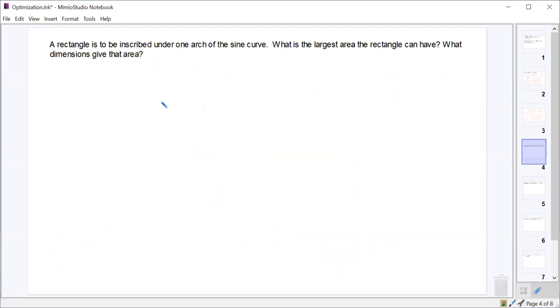We're going to inscribe a rectangle under the arch of a sine curve and find the largest area the rectangle can have. And then figure out the dimensions and give that area. So I'm going to give you guys a minute or two to sketch a picture and start writing an equation. And then in 2 or 3 minutes, I'll check in with you guys and make sure you're on the right track. And then we'll work through the rest of it together if you're not finished. Ready, go.